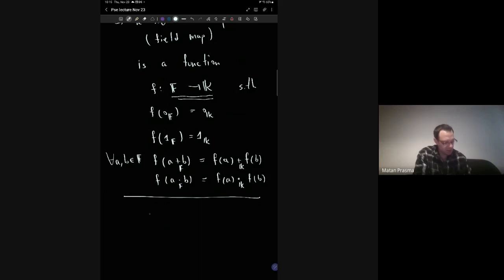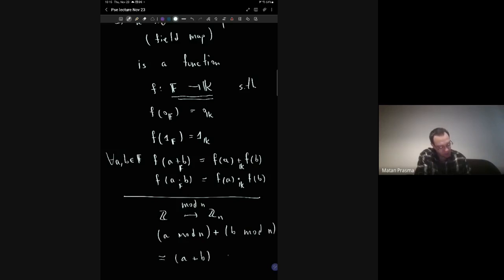You take integers to integers modulo n, you do the mod n. This is a group map, right? Because if you do A mod n and you sum it up with B mod n, it's the same as doing A plus B in Z and then doing mod n.